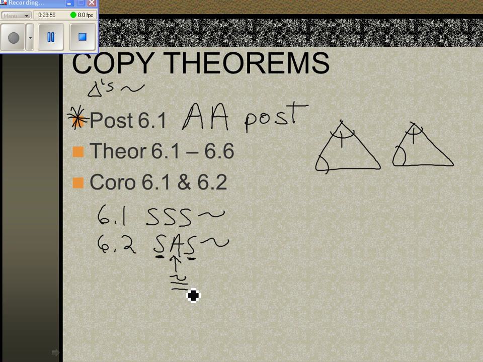6.3 says similarity of triangles is reflexive, symmetric, and transitive. I'm not going to write all that down again. All they're saying now, same thing we said when we were talking about congruent triangles. If two triangles are congruent, then we know that it fits all three of those properties: reflexive, symmetric, and transitive properties.